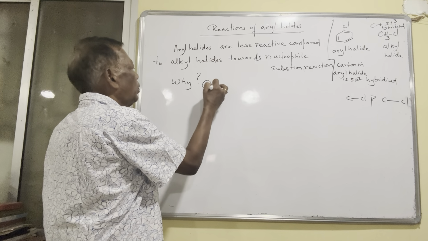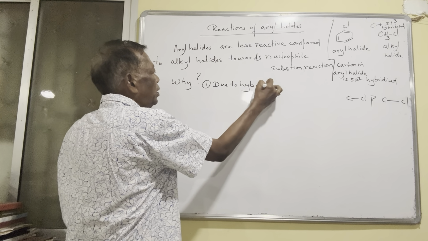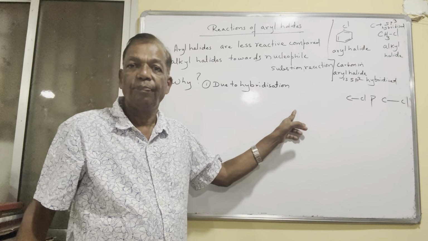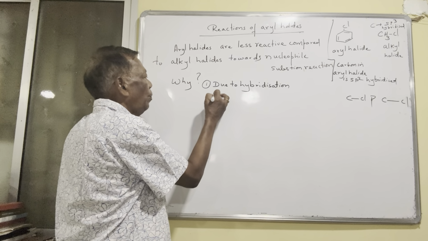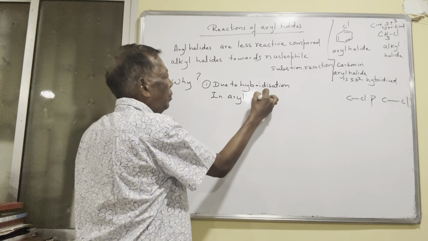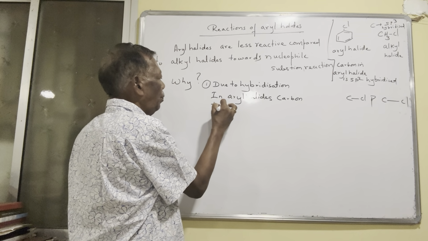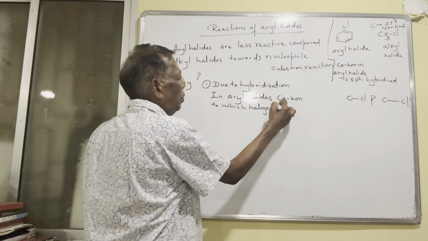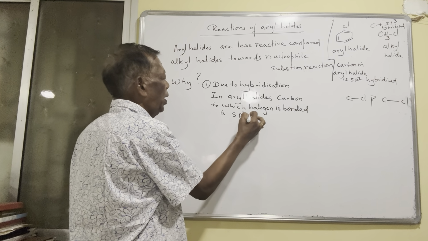So that is one point. What is the point? Due to hybridization. Now I'll just write it in short here. Due to hybridization, the carbon-chlorine bond here is short, in the aryl halide. In aryl halides, the carbon to which the halogen is bonded is sp2 hybridized.